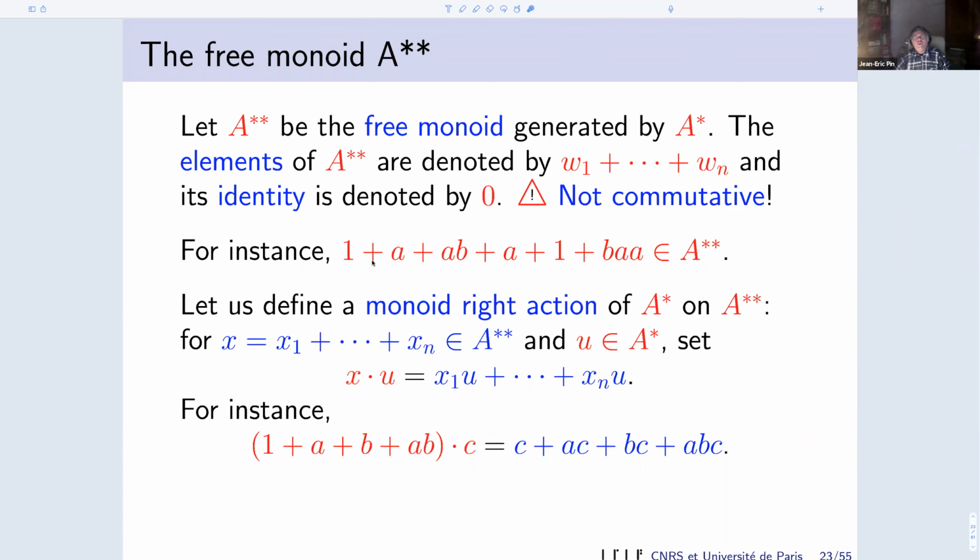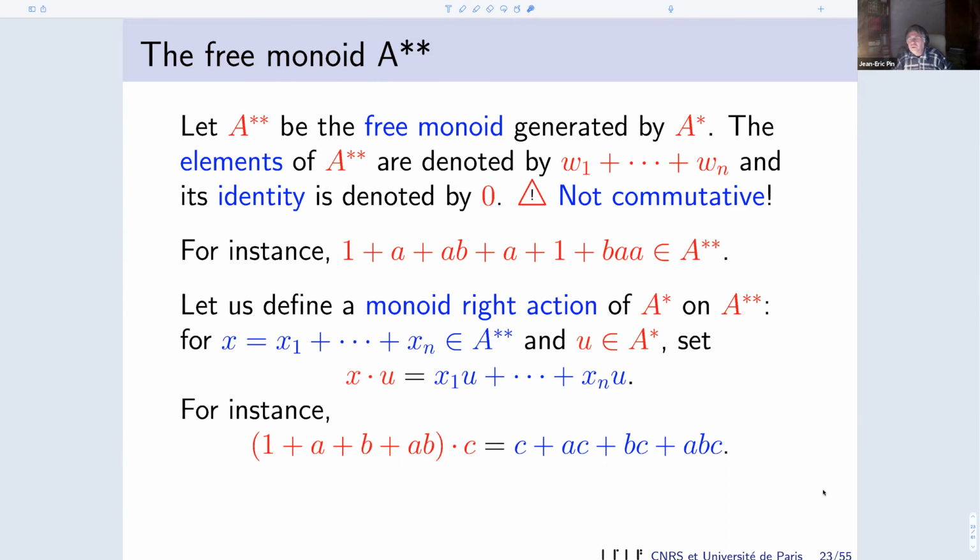But the real reason why I'm using this additive notation is that it's convenient to introduce a monoid right action of A star onto A star star. And this is very simple. You start with an element of A star star, which is a sum of words, x1 plus x n, and U is a word. The action is given by X dot U is x1U plus xnU. So it's convenient to have this notation now. So for instance, if you have 1 plus A plus B plus AB dot C, you get this.